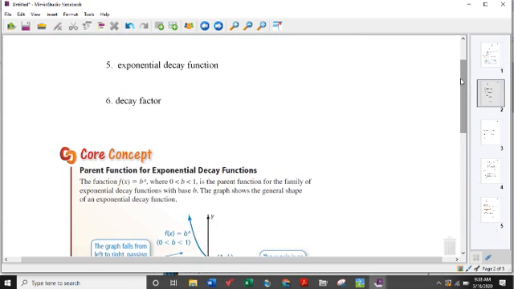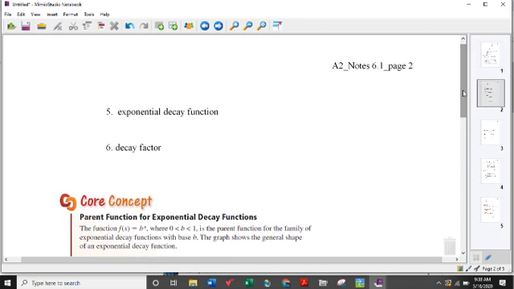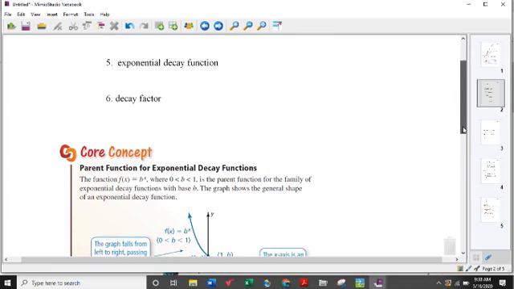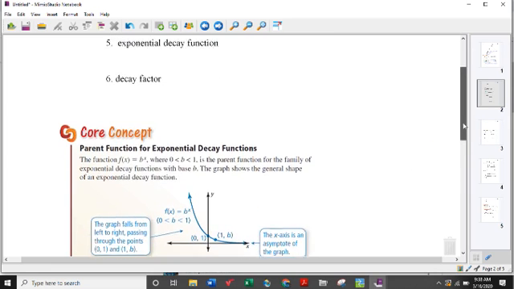Then we also talked about this in Algebra 1, exponential decay. So if a growth function starts small and then jumps really high, a decay function, as you can see down here, starts high and then jumps pretty quickly down to almost nothing, and it approaches its asymptote.